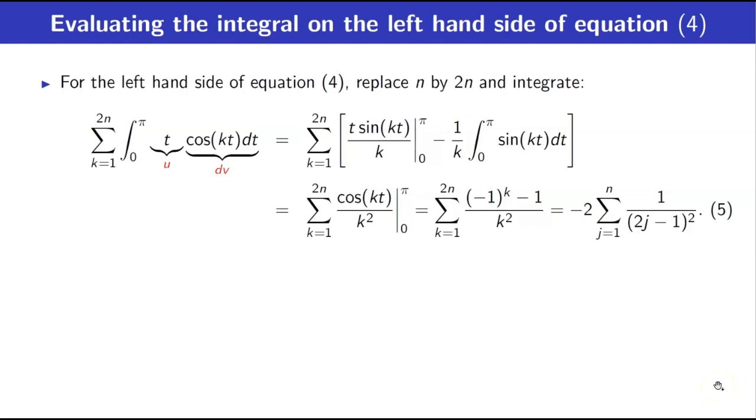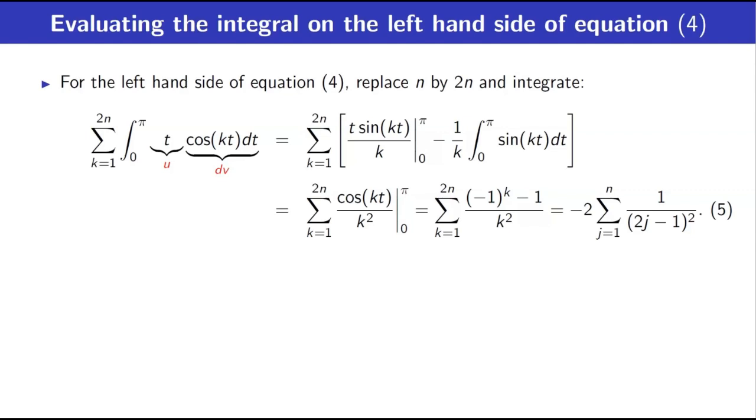The first term in the sum evaluates to 0 when we plug in both pi and 0, so all we're left with is the integral of v du, which evaluates to cosine of kt divided by k squared. When we plug in pi and 0, we just get minus 1 to the k minus 1 in the numerator. Now the numerator is non-zero only when k is odd, so we replace k with 2j minus 1, where j ranges from 1 to n.